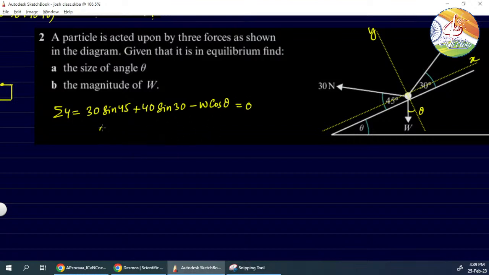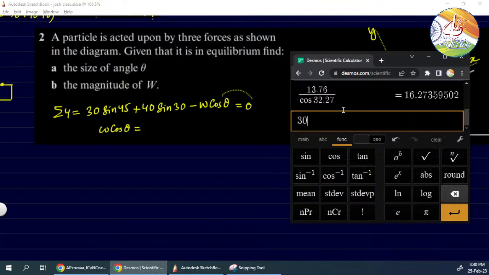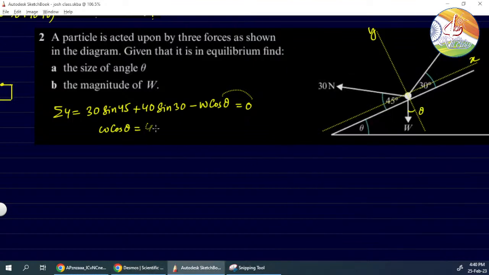So W cos theta, you will get the value. If we send it to the other side, it becomes positive. This value we need to find. What do we get? So that is 30 into sine 45 plus 40 into sine 30. 41.21, right? Yes. 41.21. So this becomes equation number 1.